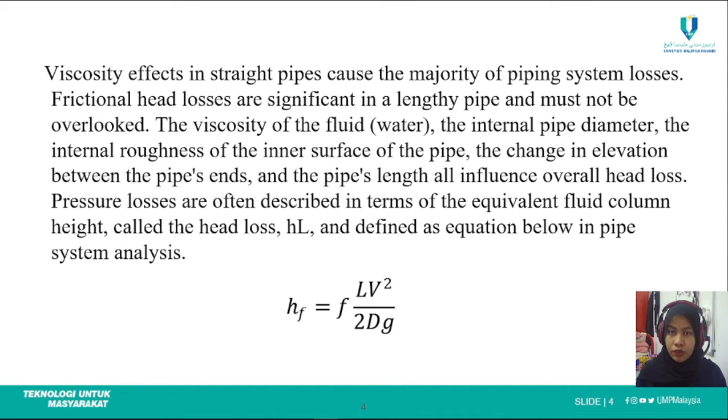The viscosity of the fluid, in this case water, the internal pipe diameter, the internal roughness of the inner surface of the pipe, the change in elevation between the pipe's ends, and the pipe length all influence overall head loss. Pressure losses are often described in terms of the equivalent fluid column height, called the head loss, HL, and defined as the equation below in pipe system analysis, where hf is the loss of head due to friction, L is the length of pipe, D is the diameter of pipe, V is the mean velocity of flow in the pipe, and f is the Darcy-Weisbach friction factor.